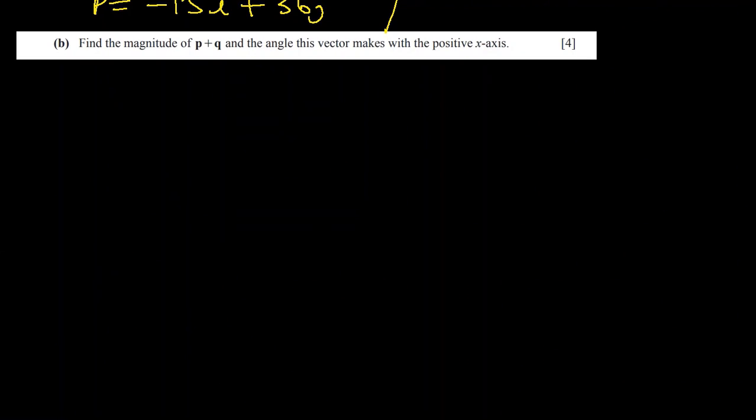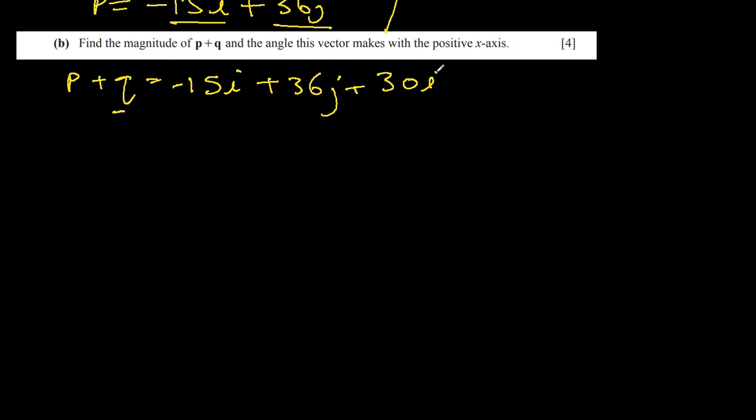B part. Find the magnitude of P plus Q and the angle this vector makes with the positive x-axis. Alright, P plus Q. So P plus Q will be minus 15i plus 36j. That was it, right? Minus 15i plus 36j, and Q was 30i minus 16j. So what will that be? Minus 15 plus 30 is 15i. 36 minus 16 is plus 20j.